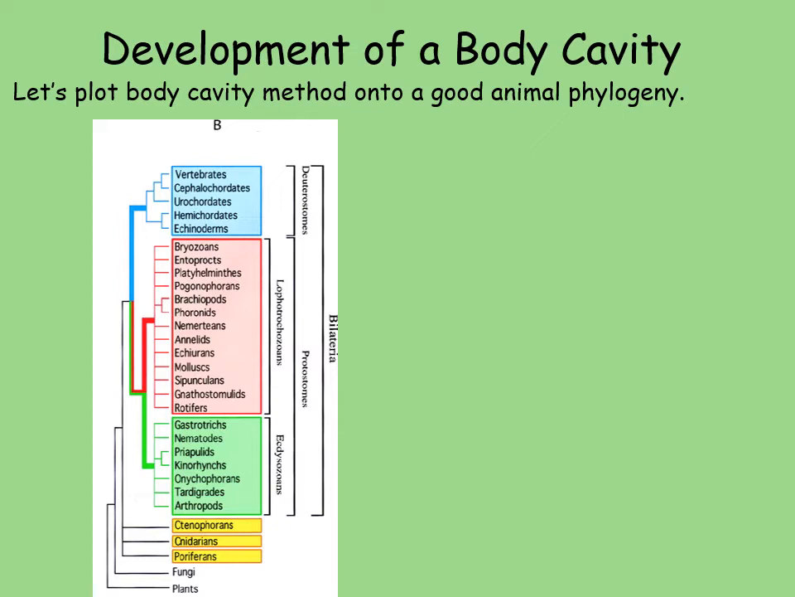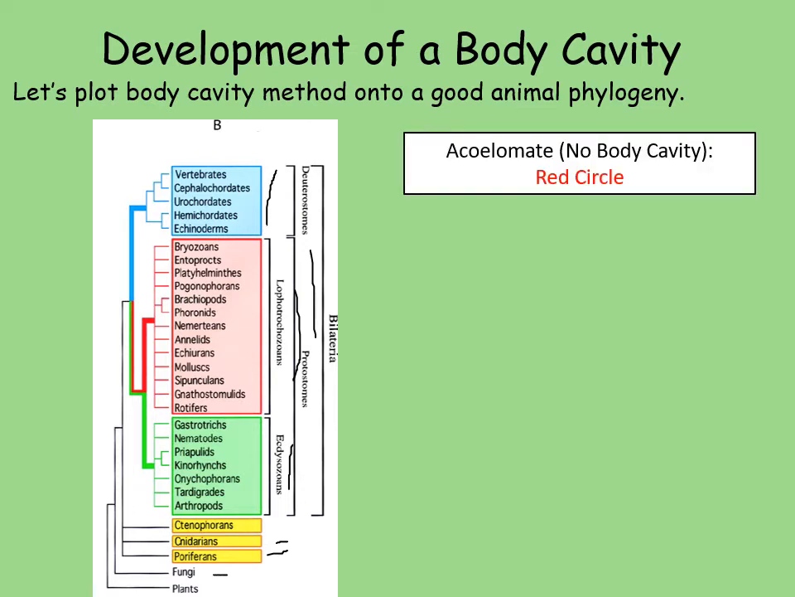So this is a pretty good animal phylogeny, very similar to what I showed you in lecture. So here we have the deuterostomes, including echinoderms and vertebrates. And then here on the lower part are the protostomes, broken up into the lophotrochozoans and then the ecdysozoans. And then we have the groups outside of that, which would be like cnidarians, sponges, and then even further out here would be the outgroups that they use, fungi and plants.